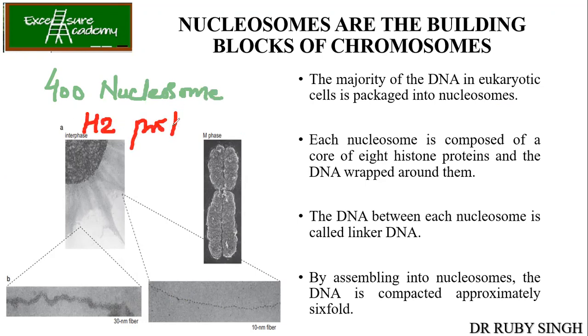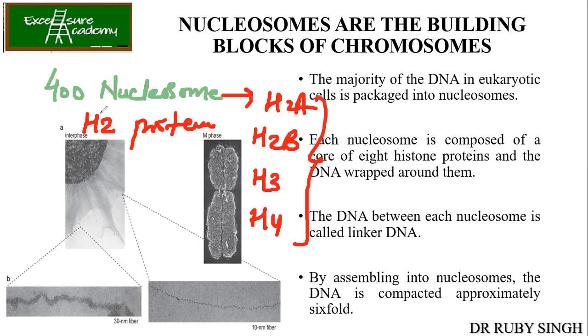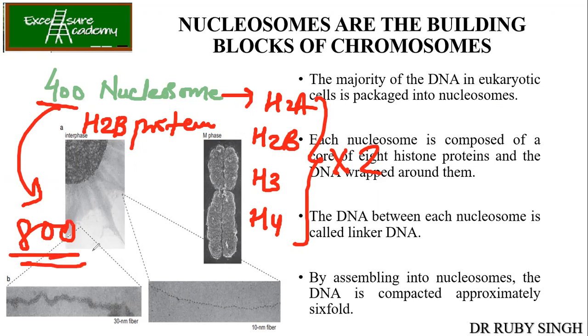H2 proteins are present. In the nucleosome, we have H2A, H2B, H3 and H4. These are the 4 proteins. Now suppose I'm asking how many H2B proteins are present. What should be your answer? We already know that these 4 proteins are present twice in 1 nucleosome. So 400 nucleosomes means I'm going to have around 800 H2B proteins. It can be H2B, H3, H4, anything, but it will be present twice. Hence my answer is 800. I hope this is clear.